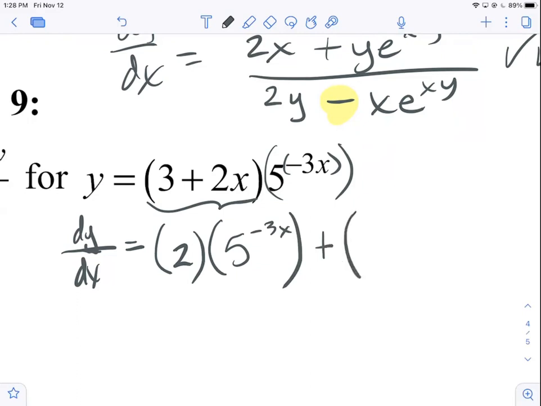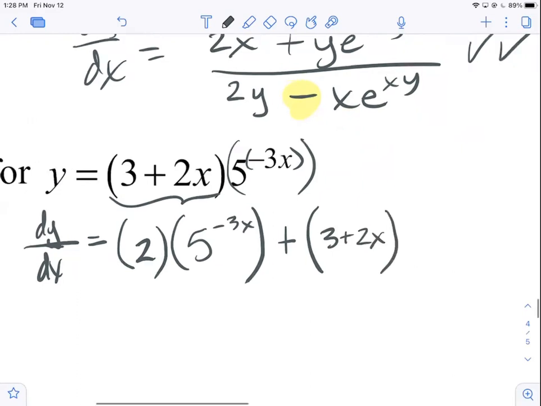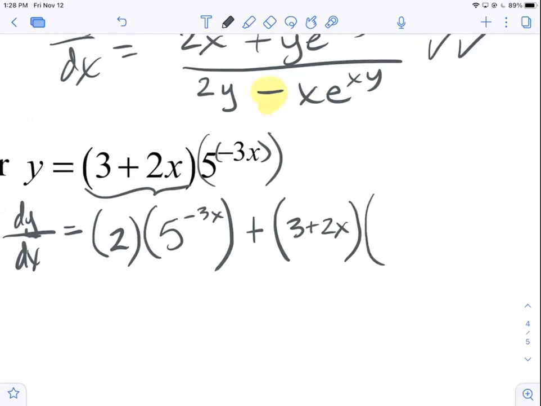Plus the second term is going along for the ride times, and now we have the exponential piece, right? The derivative of 5 to the blob is 5 to the blob.